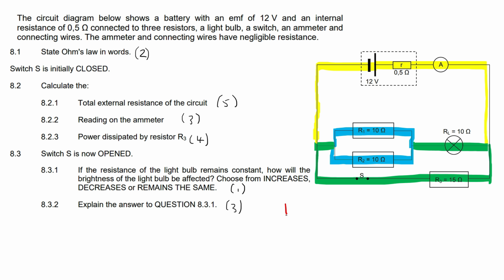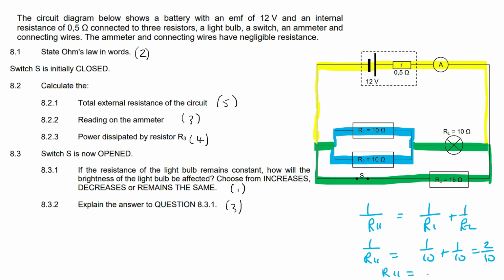We know that for that blue one, let's do it in blue, it's 1 over R1 plus 1 over R2. And so we could say 1 over R parallel is equal to 1 over 10 plus 1 over 10. And that's going to give us 2 over 10, and then you flip it upside down, so that's going to be 10 over 2, which is 5. Okay, so now we've done this one, it's 5.